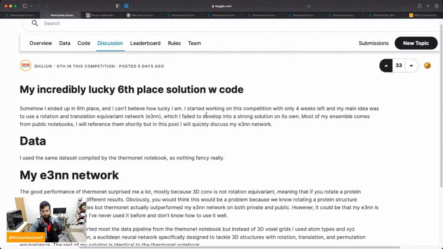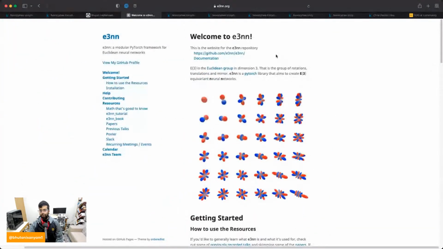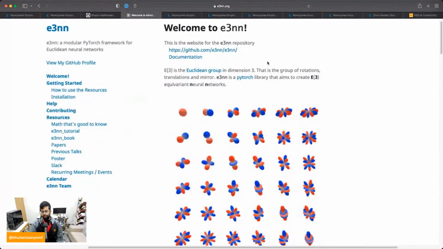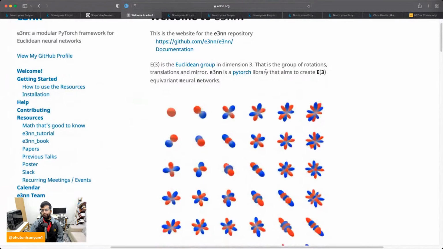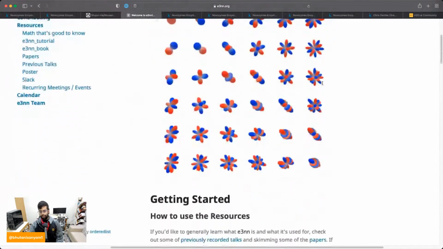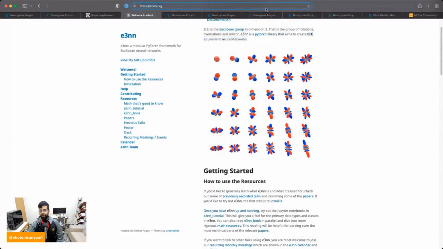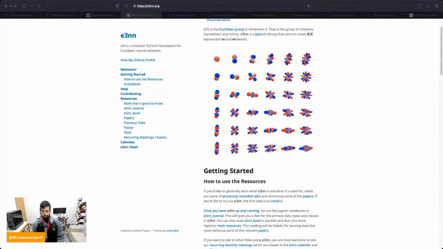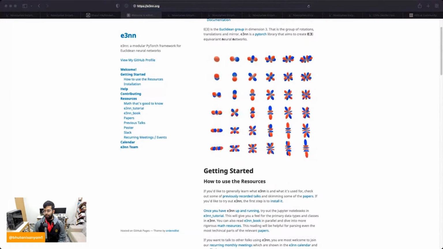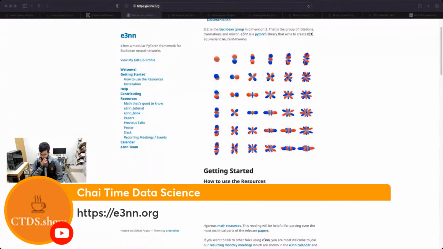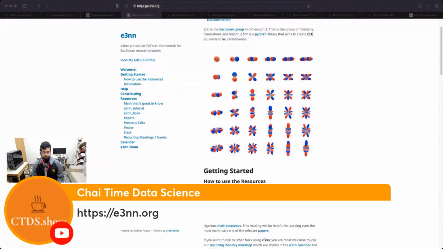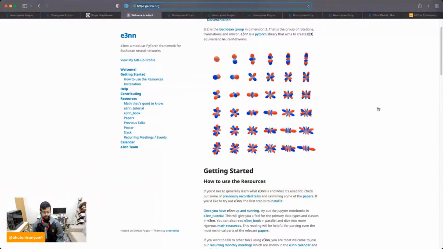He also honestly admits that he got very lucky because he started working when there were 4 weeks left, and his main idea was to use a rotation and translation equivariant network, E3NN. So this is an E3NN, Euclidean neural network, and the library aims to create E3 equivariant neural networks. Let me post this link in the chat, and you can read through this if you want. But again, this is relevant to the geometry and how I assume these behave in 3D space. Okay, let me hide that link now and continue.